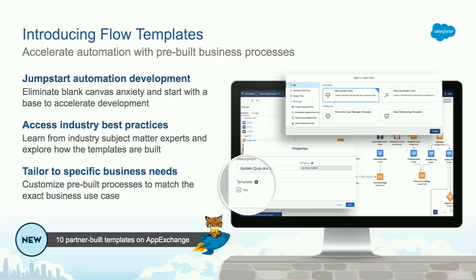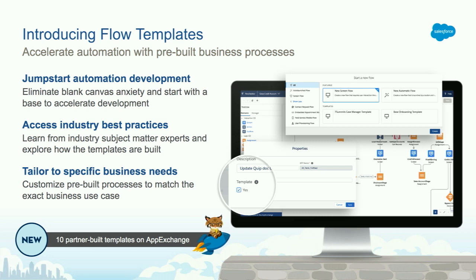We are very proud to announce, as of TDX last week, our Flow Templates functionality, and we launched on our Flow Solutions store the ability to get Flow templates from our partners. What are Flow templates? They basically allow you to jumpstart your automation development with pre-built business processes. These things help you eliminate blank canvas anxiety and allow you to tap into industry best practices. If you're wondering how something should be done from a subject matter expert, all you have to do is get the template and run through it, and there you have it.